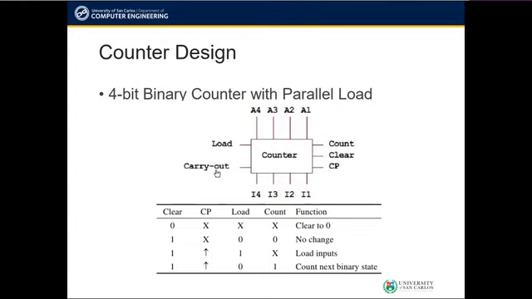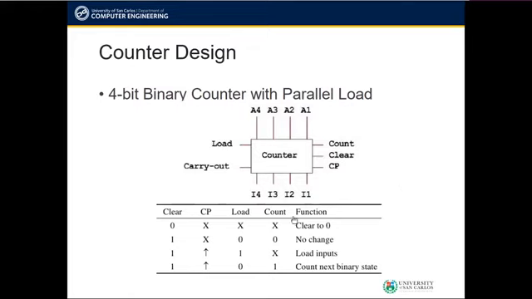The carry out pin here is an output pin that only outputs 1 during the count overflow, or during the transition between the last count 1111 and the starting count 0000. It outputs 0 at any other times. The CP pin here is the clock input pin, where the clock pulses needed for the counter operation are inputted. Load, count, and clear are input pins that control how the counter behaves.